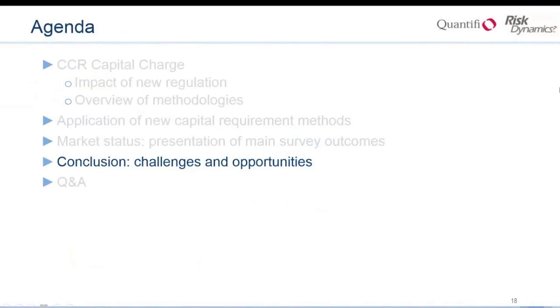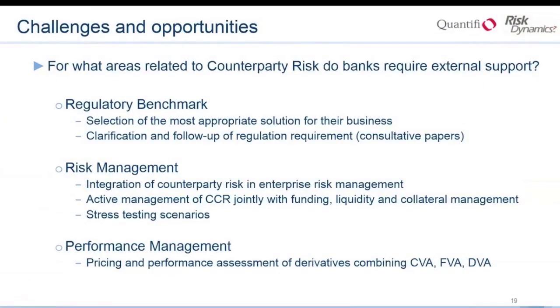Yeah, thank you. So as a conclusion, we would like to present the challenges and opportunities of the market for the short term, coming years, let's say. From the survey, we determined areas related to counterparty credit risk management where banks would need some specific support. So banks would need support for regulatory benchmark, as we have seen through the case study presented by Dimitri, that the choice of method for calculating the CCR capital charge has a significant impact depending on the type of business. Moreover, the regulation is constantly evolving. It is then difficult for a bank to ensure its compliance in such a period.